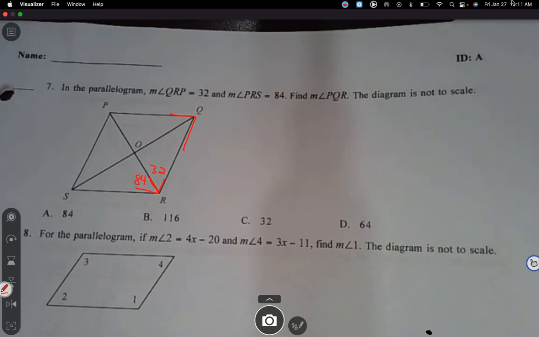Now, I know angles across from each other are equal. Well, what is 84 plus 32? That'd be 116. This angle is 116. This angle is 116. These two angles are not 116. Okay? They're not the same. I would have to take 180 minus 116. And what is that? 64. And that is D.